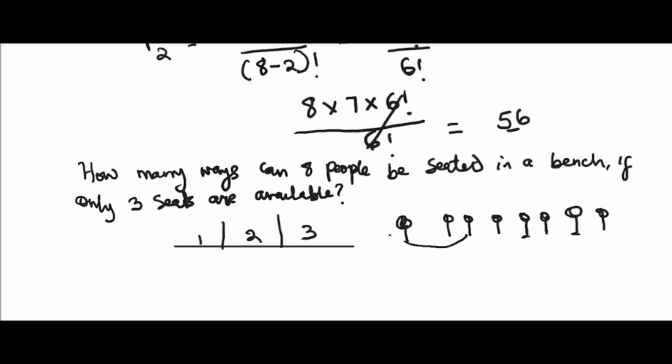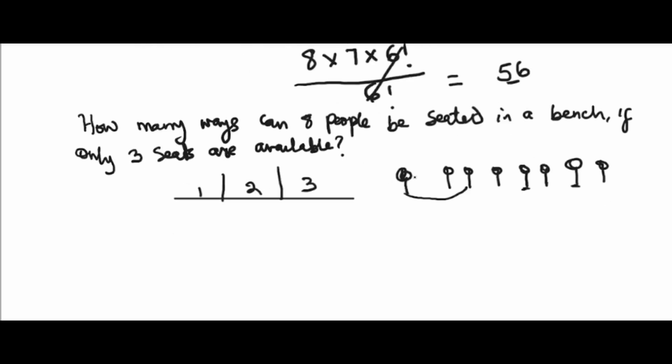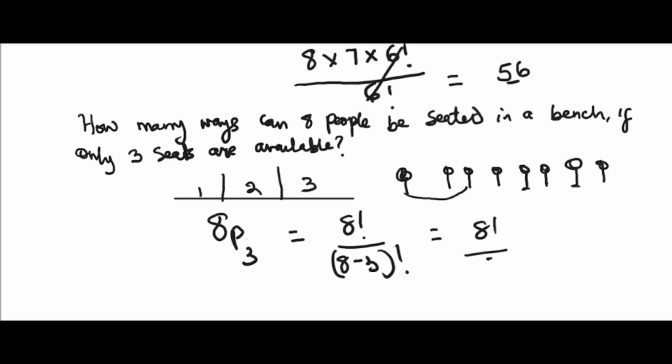The fact is that 8 of them cannot sit on this seat, right? So either I take 1, 2, 3, or 1, 2, 3, or just like that. And that is 8 permutation 3. Did you see that? Which is 8 factorial over 8 minus 3 factorial, which is 8 factorial over 5 factorial, right?